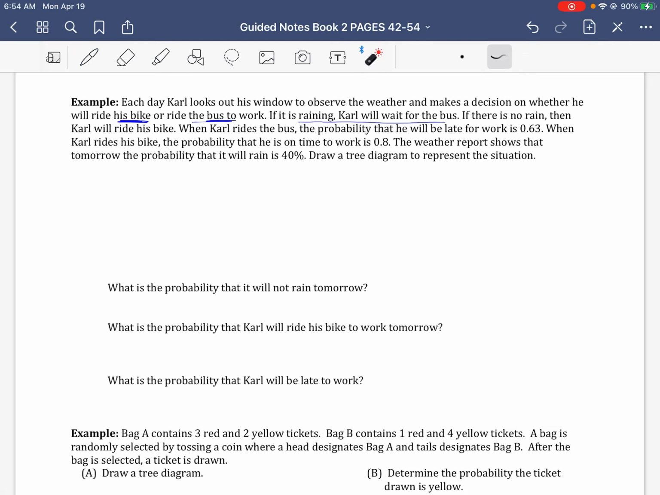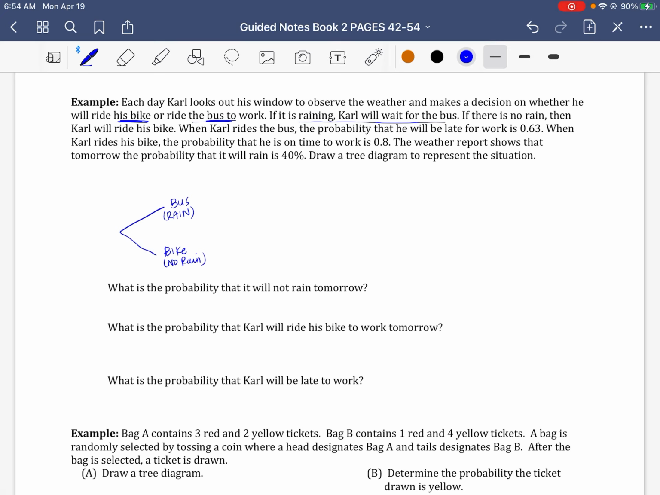So again, the first thing we have to do is say, well, what happens first? He's going to choose to ride his bike or the bus, right? And it depends on whether it rains or not. So bus, and he's going to ride the bus if it rains. So I'm going to write them both so we recognize that's what it stands for. Or he's going to ride his bike, and he'll ride his bike if there's no rain.